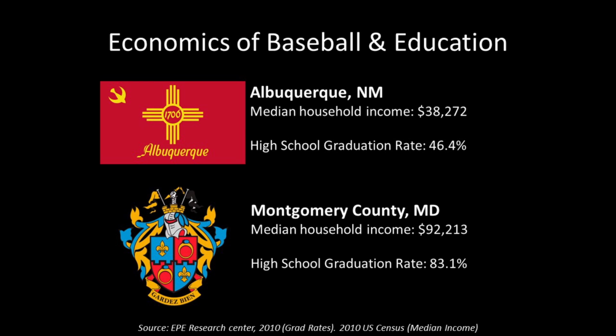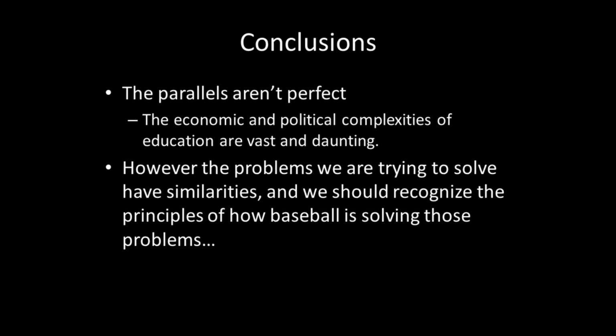A school district like Albuquerque, New Mexico, with a median household income of less than $40,000, has a high school graduation rate of around 47%. Whereas Montgomery County, Maryland, with a median household income of around $92,000, has a high school graduation rate around 86%. So these parallels are not perfect, but the challenges that we're trying to overcome are very similar, and strikingly similar, in fact. And so if we apply the principles of how baseball is trying to overcome these challenges, we can learn a lot and apply that to the classroom.